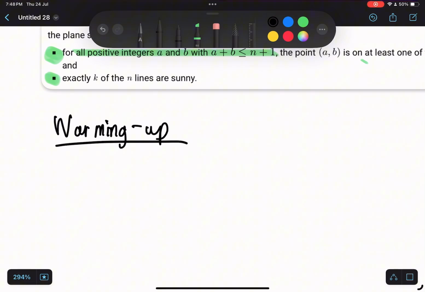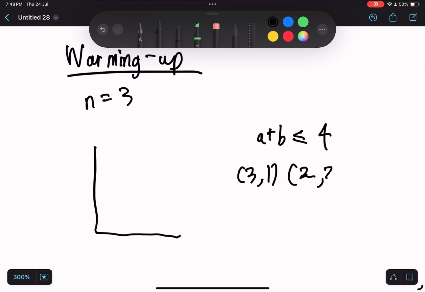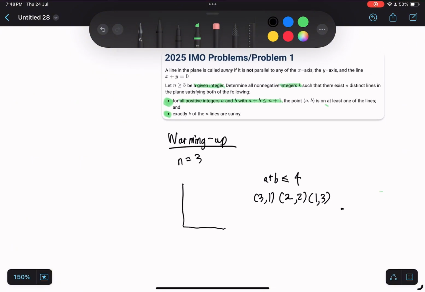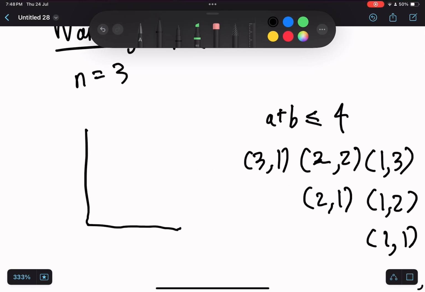This is not a bad strategy, so let's get started with the smallest case, n equals 3. So let's just draw out our table. And we know that a plus b has to be less than or equal to 4. So it can be (3, 1), (2, 2), or (1, 3). Okay, since it has to be non-negative and positive, it can't be 0. Okay, so now we have the rest: (2, 1), (1, 2), and (1, 1). It will make a triangular pattern, and let's just label it, which will greatly help us.